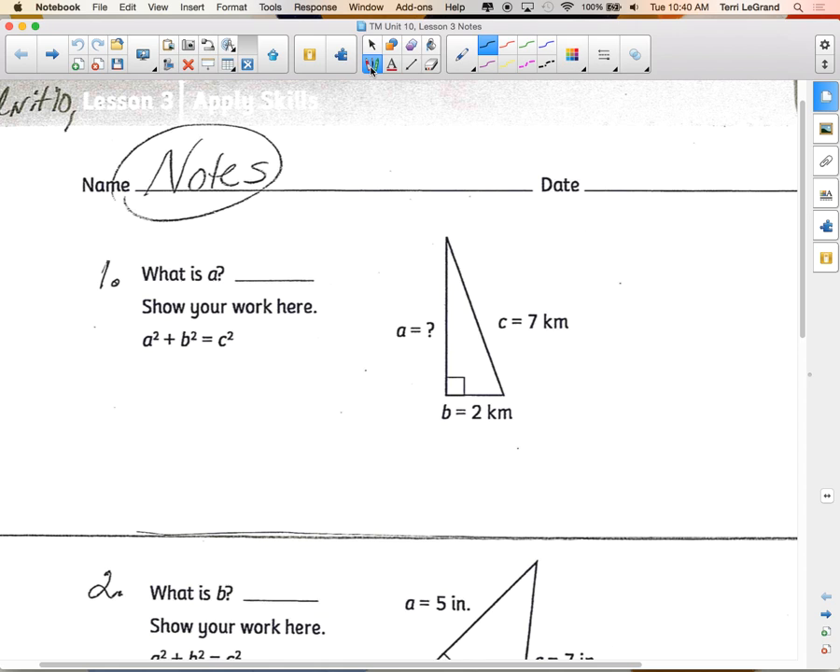Okay, so our learning goal is really the same as yesterday. We're working with square numbers, we're working with numbers that are not square, being able to find square roots, and being able to use the Pythagorean theorem to help us find missing side lengths.